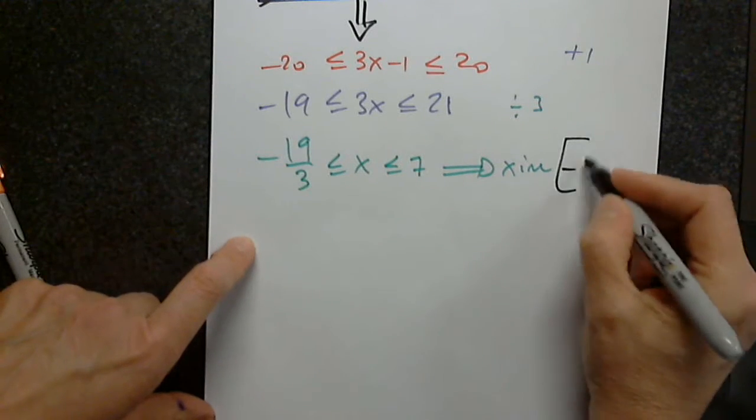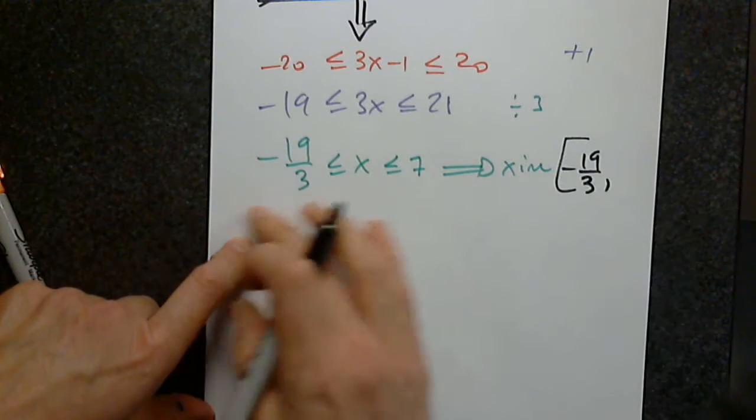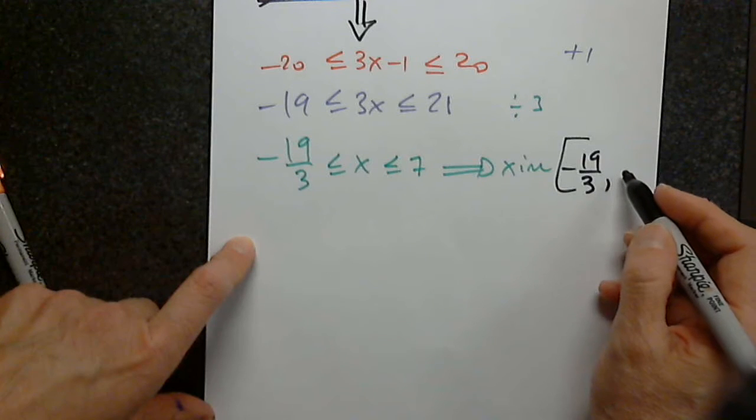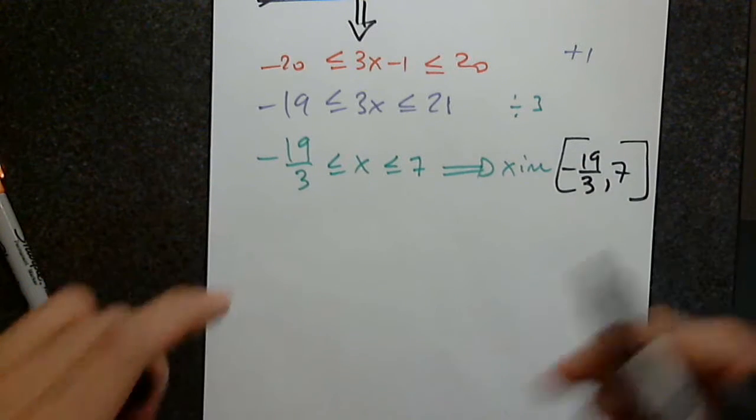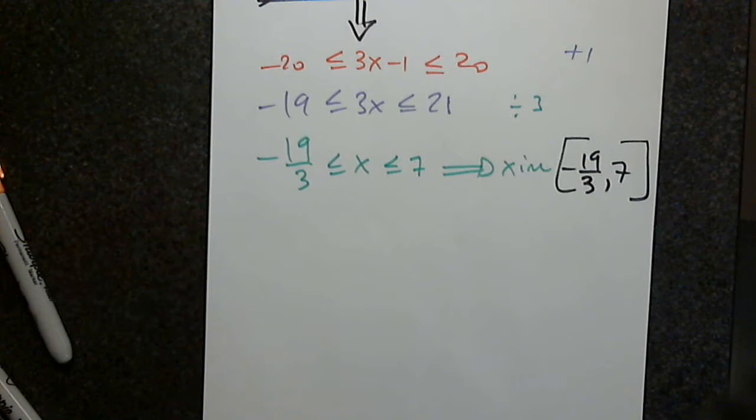Very good. Bracket, negative 19 thirds from left to right, comma, 7. Excellent, with a bracket. Perfect. This is it.